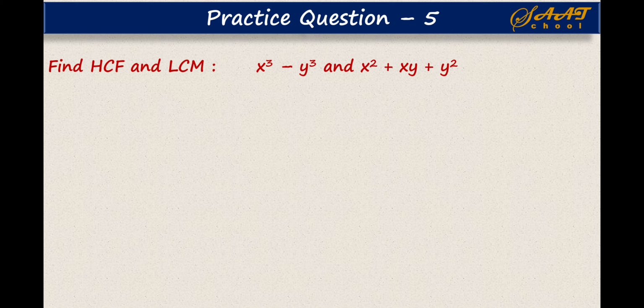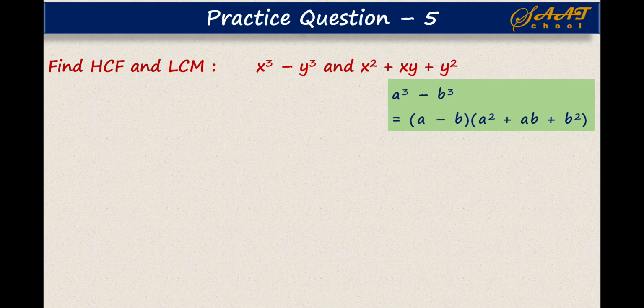Now this is practice question number 5. Here you have to find HCF and LCM between x cube minus y cube and x square plus xy plus y square. Here x cube minus y cube is in the form of a cube minus b cube, which is equal to a minus b, a square plus ab plus b square. So I want you to try this problem. I hope you could manage that.